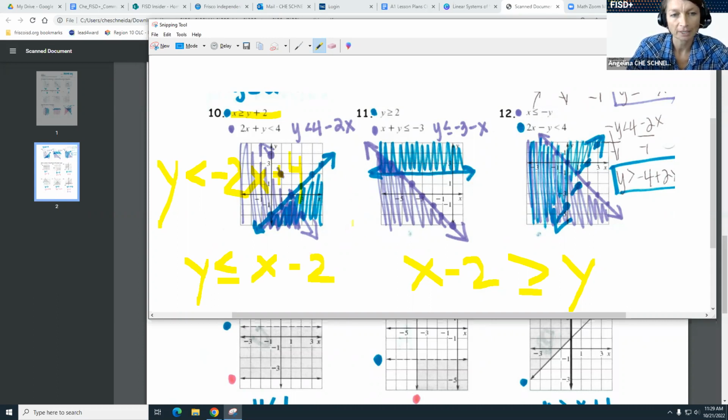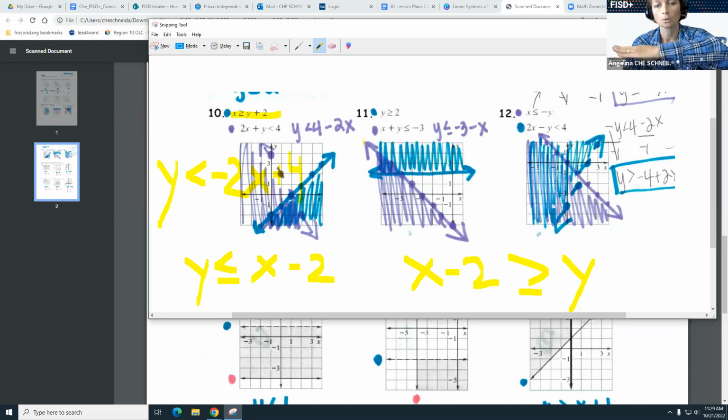Again, how do I know what to shade? Well, sometimes the shortcut is if it's less than, it's below the line. Just pick a point. See what makes sense. Pick 0, 0 whenever you can, or something simple to make it easy on yourself. Avoid negatives as much as you can just to avoid making mistakes. Okay, on number 11, y is greater than or equal to 2.